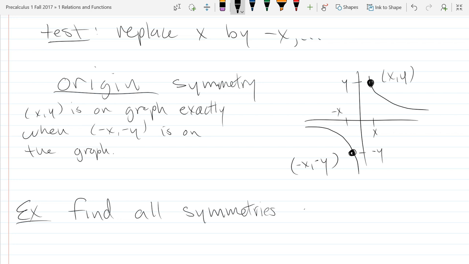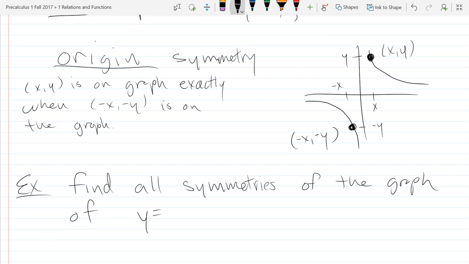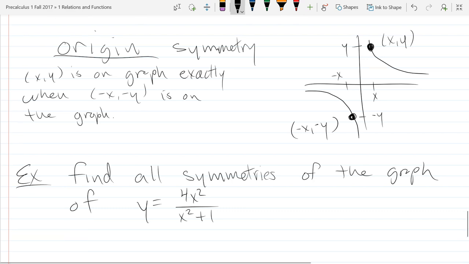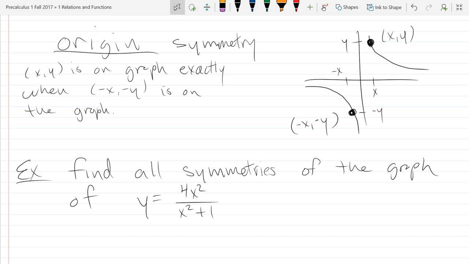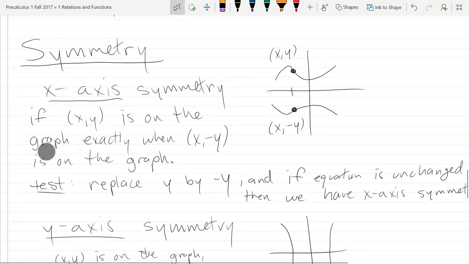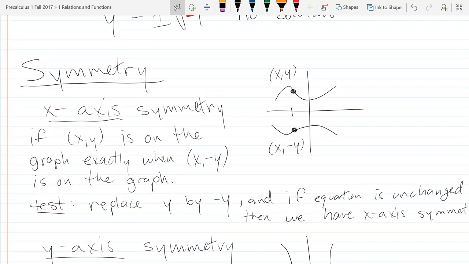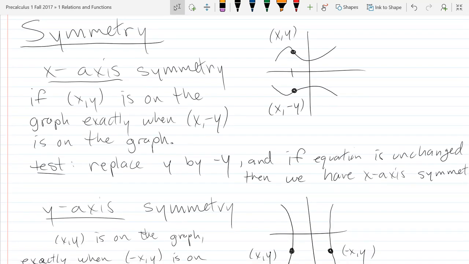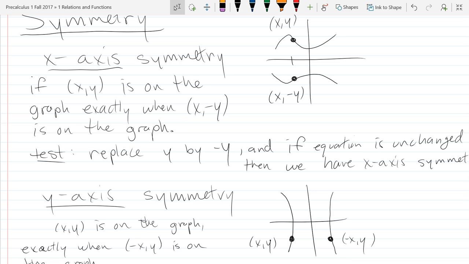So now we're going to find all symmetries of the graph of y equals 4x squared divided by x squared plus 1. So we are going to test all three symmetries here. The good news is, once we get into functions, x-axis symmetry is pretty much out. And I'll tell you why. It'll be pretty clear when we get there why you're not going to need to test for x-axis symmetry. It won't pass the vertical line test for being a function. But we're not dealing with functions yet. We still just have equations. So we're going to run the x-axis test first.